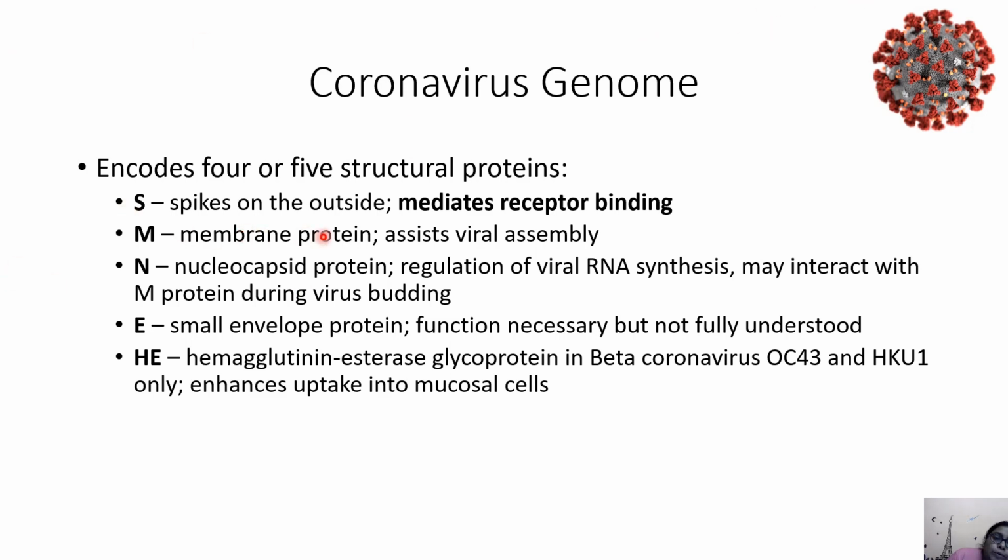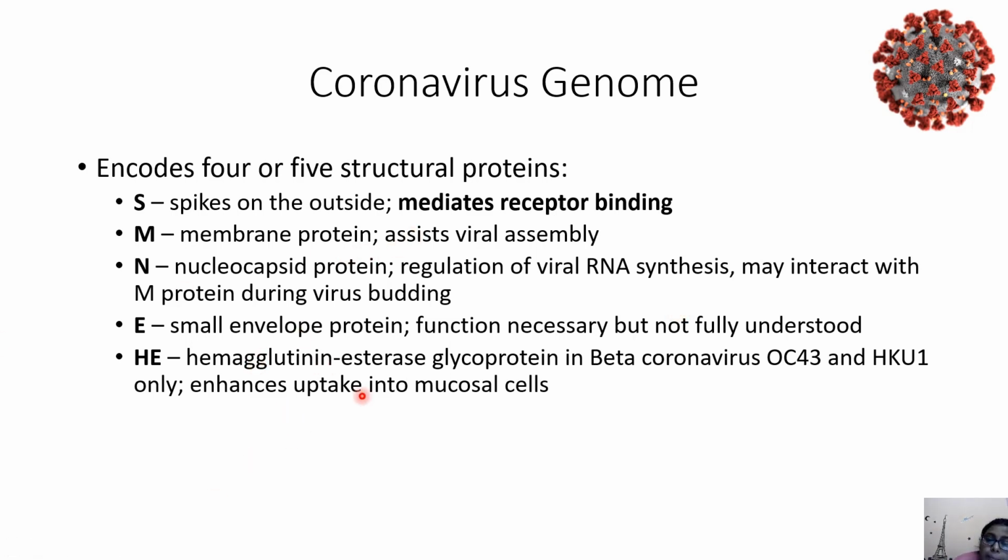Then we have the membrane protein that assists in viral assembly. We have the nucleocapsid protein that helps in regulation of viral RNA synthesis, and it may interact with the M protein during virus budding. We have the E or small envelope protein whose function is necessary but still being studied. It's not fully understood. And we have the HE, hemagglutinin esterase glycoprotein, found in beta coronavirus OC43 and HKU1 only.